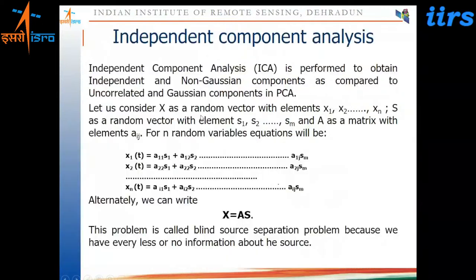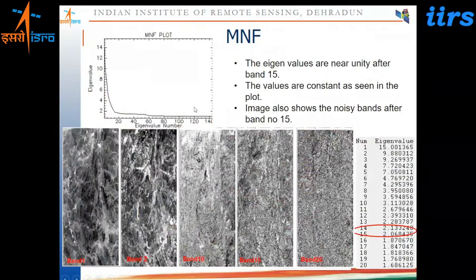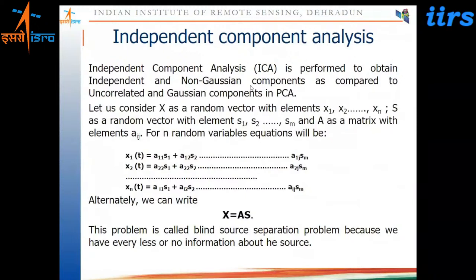So I hope this MNF and PCA processing is clear up to here. Then one more data reduction technique, which is an advanced version of MNF, is called independent component analysis or ICA. The advantage is that generally the distribution of data is not Gaussian. So this caters to the non-Gaussian components, and it is used to obtain the independent and non-Gaussian components as compared to the uncorrelated and Gaussian components in the PCA. The results of PCA are basically uncorrelated and Gaussian components, whereas here we get non-Gaussian components.